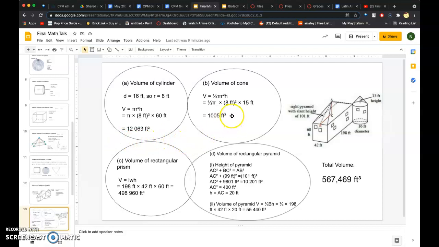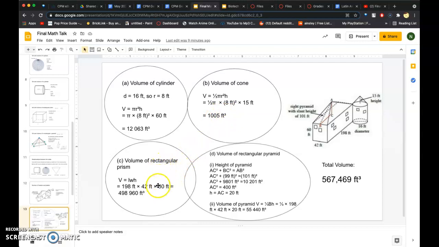For the volume of the cone, it's just the formula of the cylinder, but times 1/3. We're given the height of 15 feet, and we know the radius is 8 because of the base of the cylinder. So we plug that in, and we get 1,005 feet squared. I mean cubed.